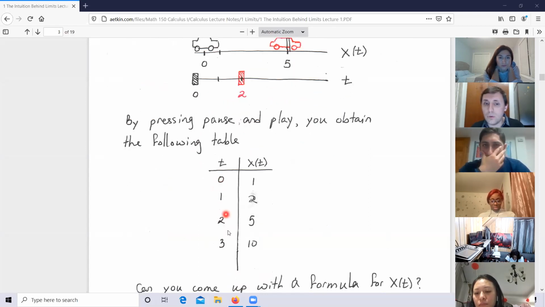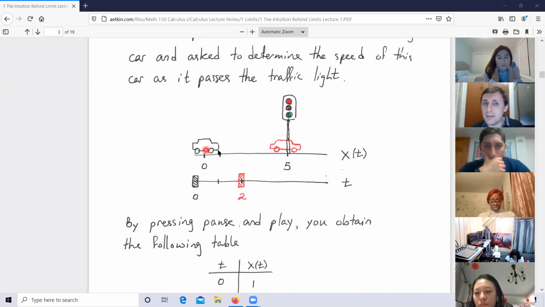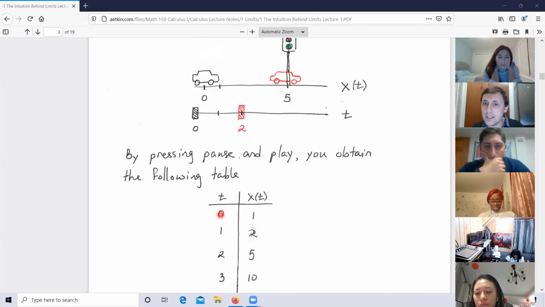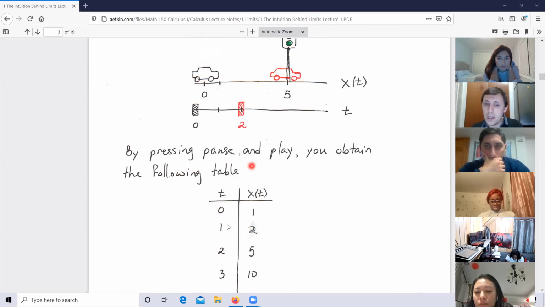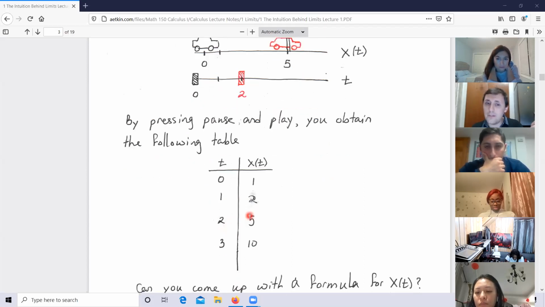Here I gave a list of values. At 0 seconds in the video, the car is 1 meter. I mean, let's say maybe it's a toy car, it doesn't matter what it is, right? Let's say it's measured in meters and time is measured in seconds. So I observed that at 0 seconds in the video, the car is in position 1. At 1 second in the video, the car is 2 meters from the beginning, from this point, right? At 2 seconds, it's 5 meters away. At 3 seconds, it's 10 meters away.